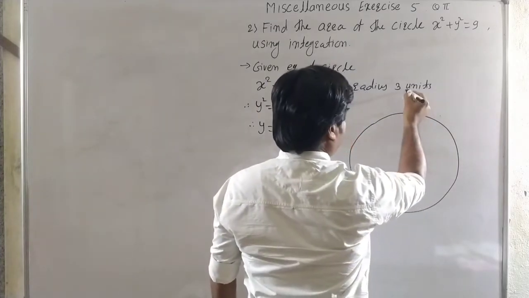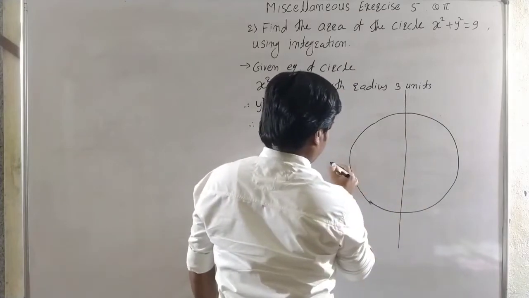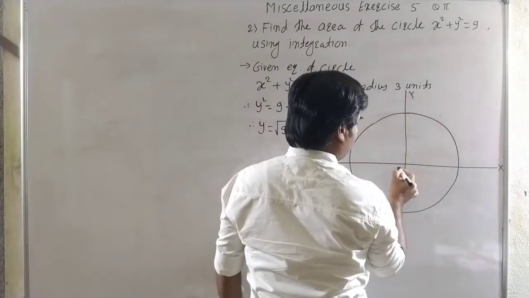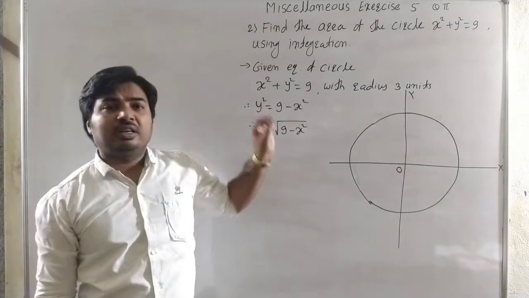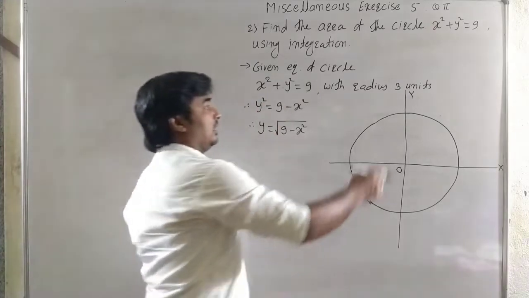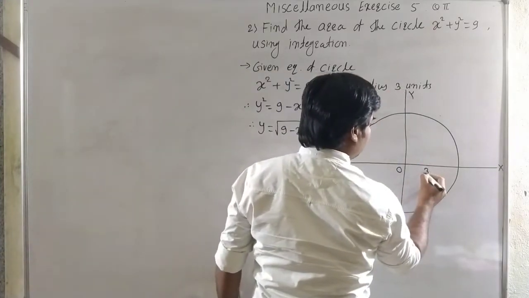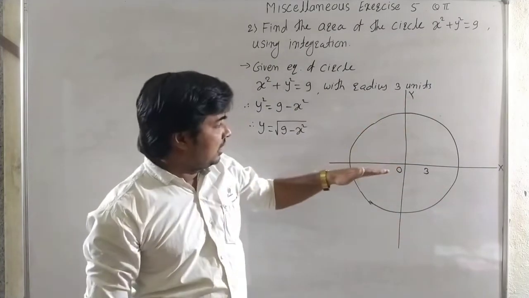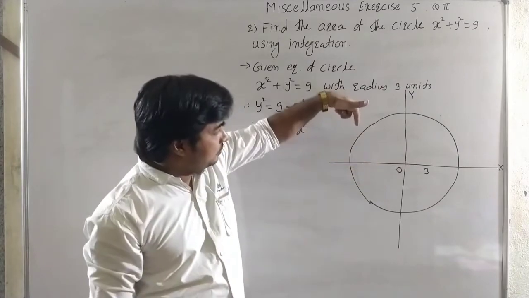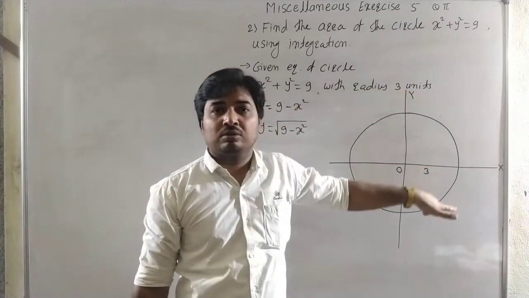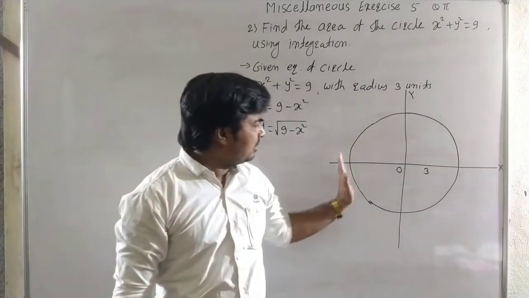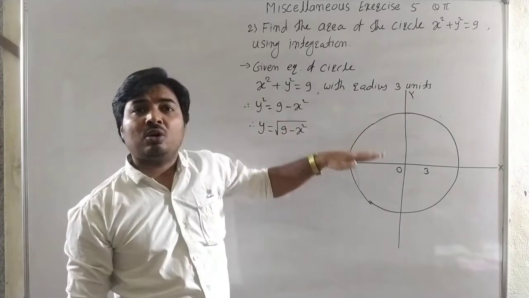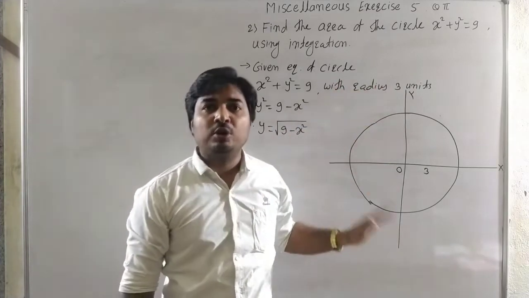Here it is the x-axis, it is the y-axis, and it is the center. Here, a standard circle has its center at origin and the radius given is 3 units. Now we want to find the area of this complete circle. That means the area of the region bounded by this curve, the axis, and in between the lines, here the area of the complete circle lies above the x-axis and also below the x-axis.